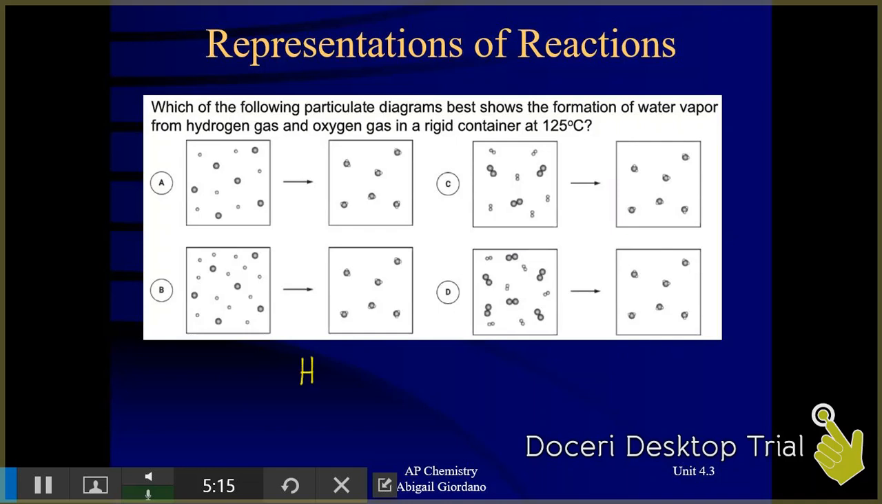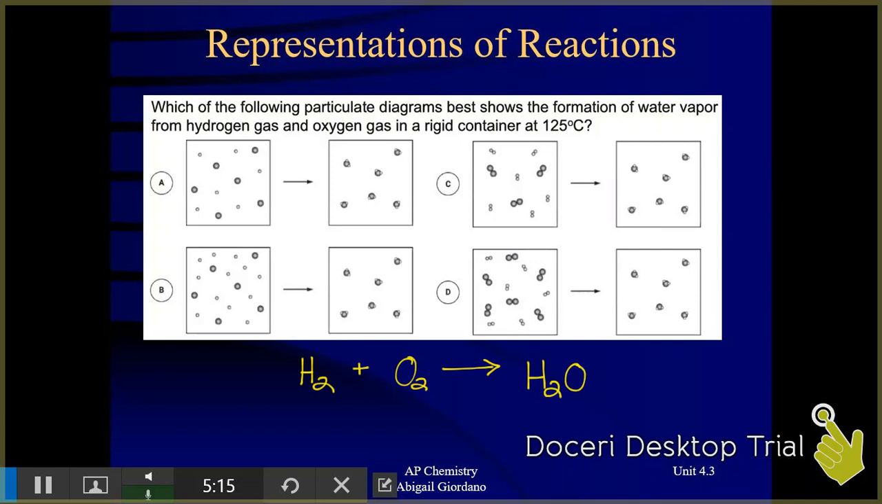It's one of our diatomic elements, H2. Oxygen, also a diatomic element. And it says that when we put these two together, we are going to form water vapor here.